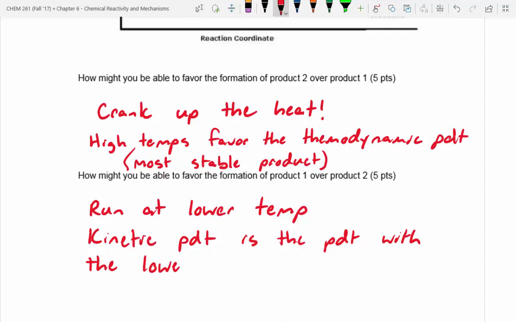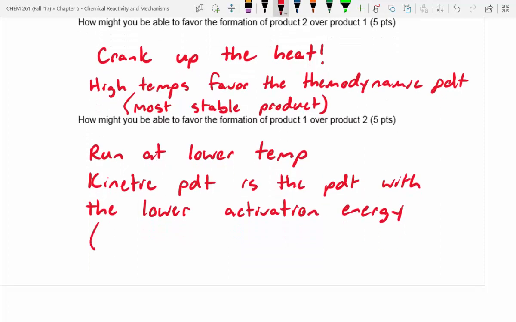So a kinetic product is a product with the lower activation energy. And let's make a note here that the kinetic product is not always the most stable product.